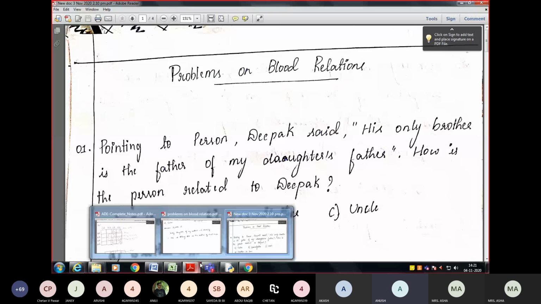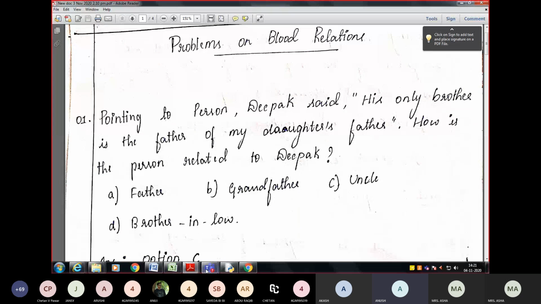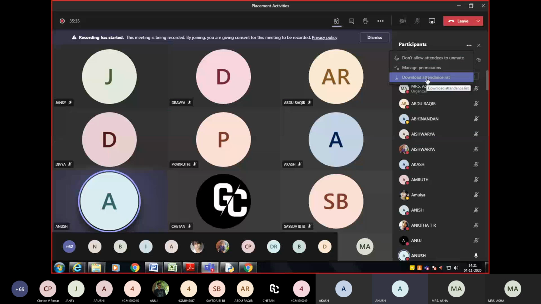Good afternoon, everyone. Myself, Anush from 5th Sem ISC. Today, we are going to discuss some problems on blood relation topic. Problems on blood relation. First one, pointing to the ma'am.